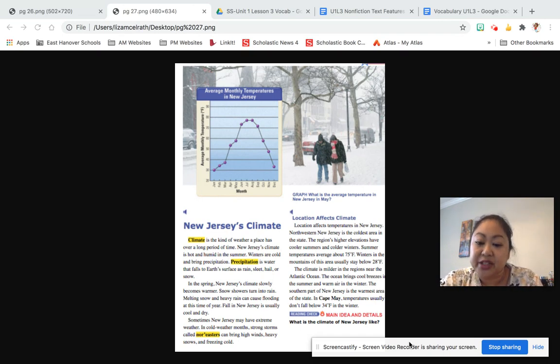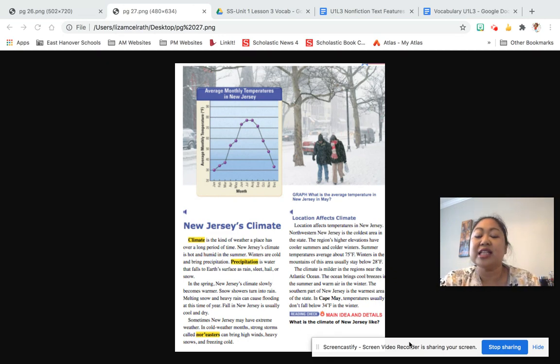The climate is milder in the regions near the Atlantic Ocean. The ocean brings cool breezes in the summer and the warm air in the winter. And the southern part of New Jersey is the warmest area of the state. In Cape May, temperatures usually don't fall below 34 degrees Fahrenheit in the winter. So you always have to look at the reading check. Those are the main idea and details. So the question that you should be thinking about now that you should be able to answer in your minds is, what's the climate of New Jersey like?